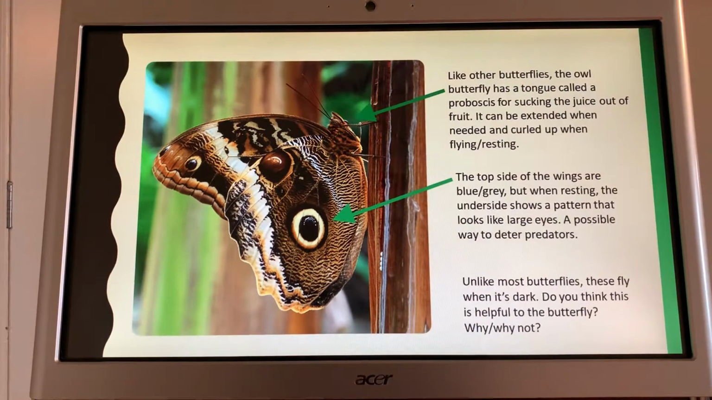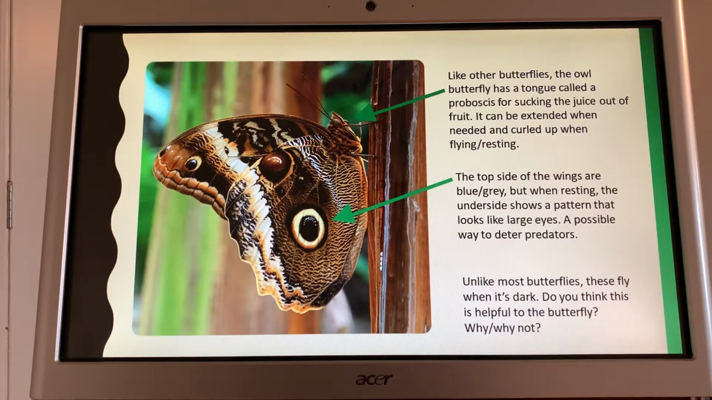Let's have a look. Like other butterflies, the owl butterfly has a tongue called a proboscis for sucking the juice out of fruit. It can be extended when needed and curled up when flying or resting. The top side of the wings are blue and grey, but when resting, the underside shows a pattern that looks like large eyes, possibly large owl eyes, a possible way to deter predators. Unlike most butterflies, these fly when it's dark.